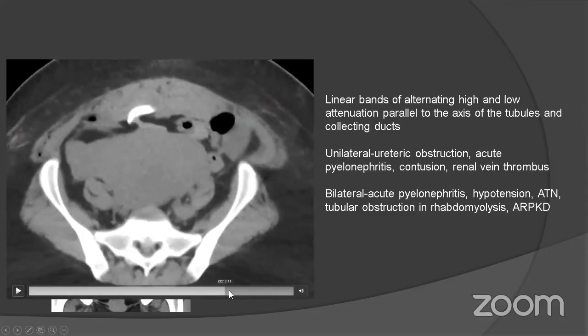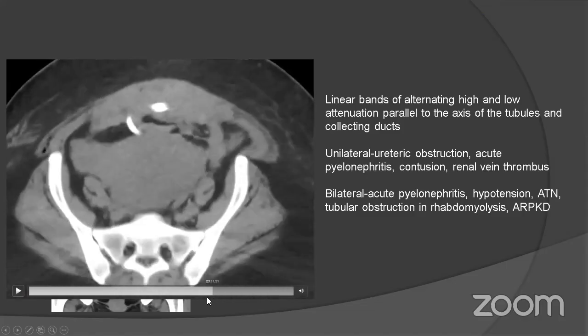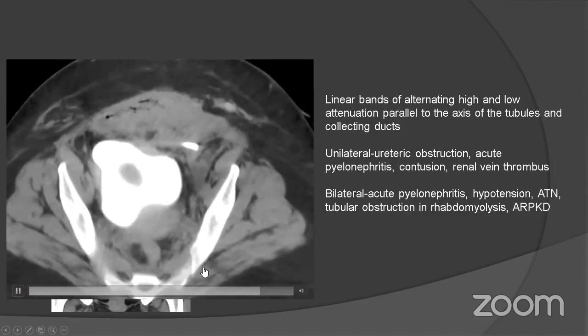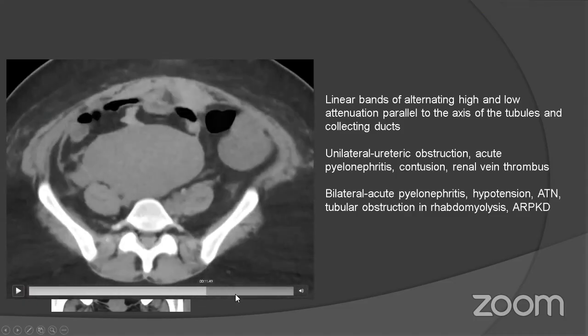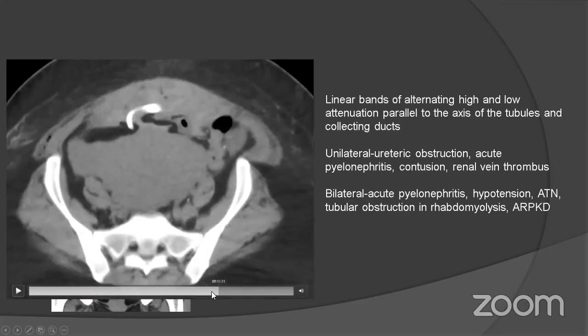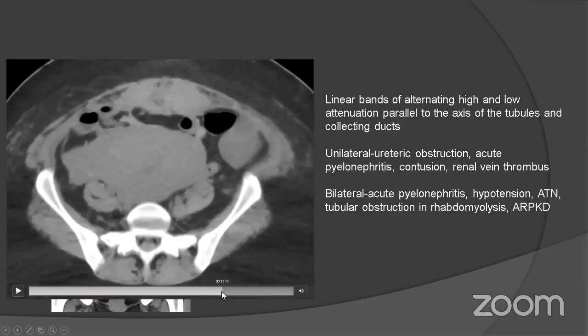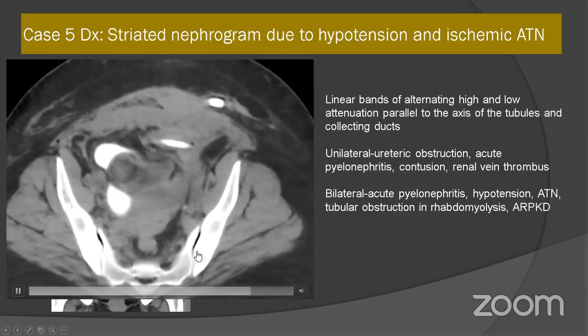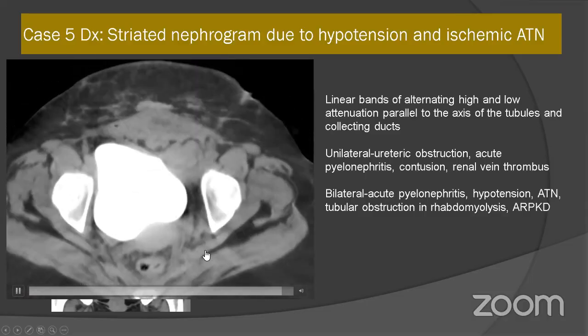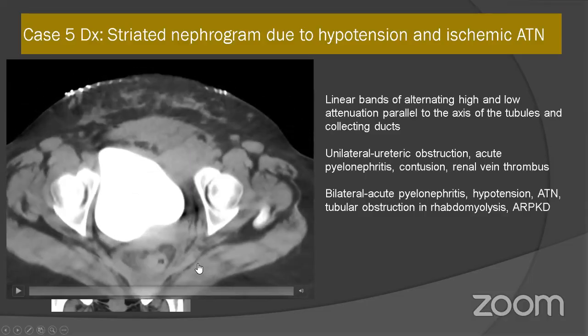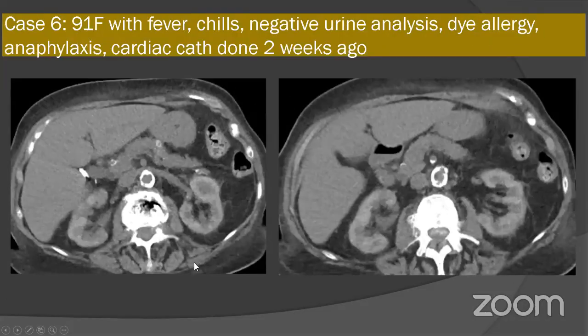And then you see the postpartum uterus that's enlarged. And then you see this hyperdense fluid collection in the anterior pelvic wall, in the extraperitoneal space, and a drain has been placed because of the large amount of hematoma. So this patient actually has striated nephrogram due to hypotension and ischemic acute tubular necrosis.